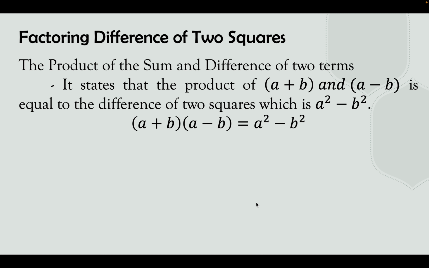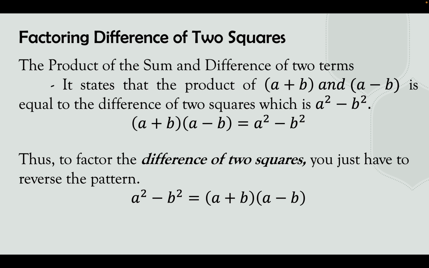Now, usually we do the FOIL method in finding the simplest form for this one, but when we have the same first term in each binomial and the same second term in each binomial, but different signs, the sum and difference, we can easily find the simplest form for the difference of two squares, where we have a squared minus b squared.